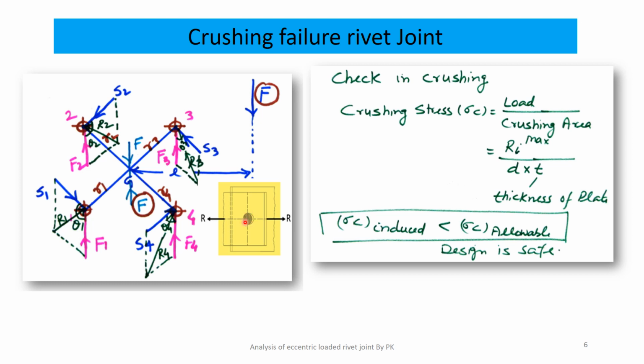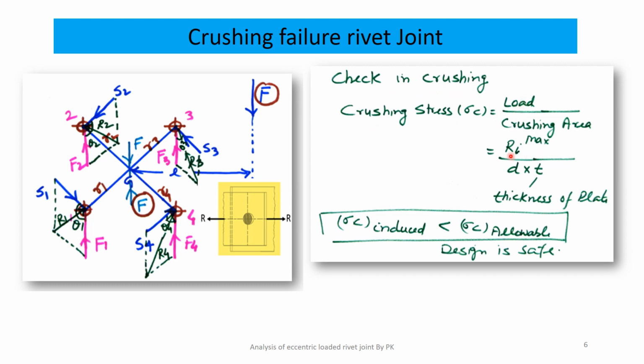This area is in contact with the plate here. When we again and again apply and release the forces, the hole in the plate will become oval shaped. Oval shape means there are chances of crushing failure, because the rivet is in contact with the plate here. So we take the projected area in this situation. Checking the crushing stress, the crushing stress would be equal to load divided by the crushing area.